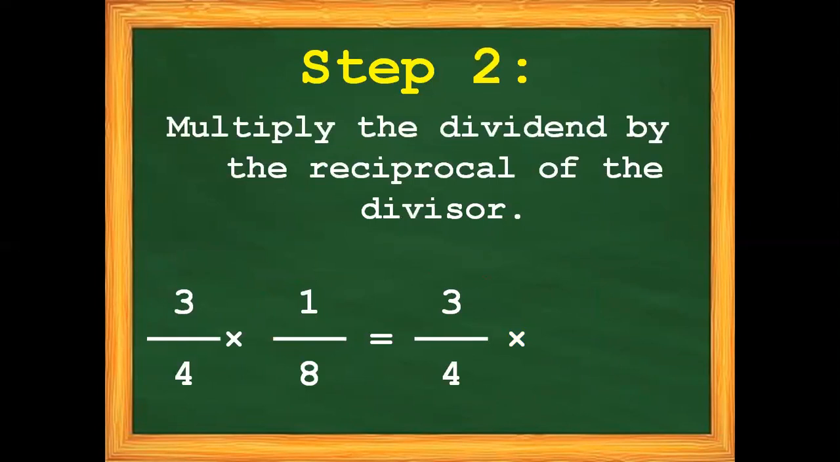Step number 2, multiply the dividend by the reciprocal of the divisor. So we have now 3/4 times 1/8. So the divisor here is 1/8. So we need to give the reciprocal of 1/8. So the reciprocal of 1/8 is 8 over 1. So we have now 3/4 times 8 over 1.